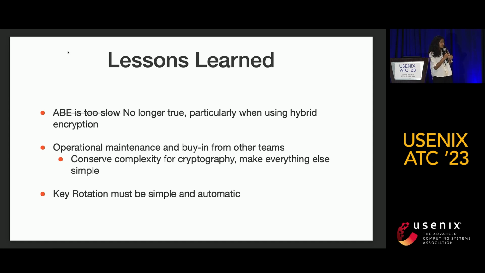Next is, if you're going to deploy a complex cryptographic piece of code in something as critical as TLS termination, you really need to make sure that every other component of your system is as simple as possible, because it might not be the cryptography that breaks, but when there are other stakeholders and SREs, it might get scapegoated. So you want to conserve all complexity for the crypto. It's very prudent to make everything as simple as possible. Key rotation should be simple and automatic.